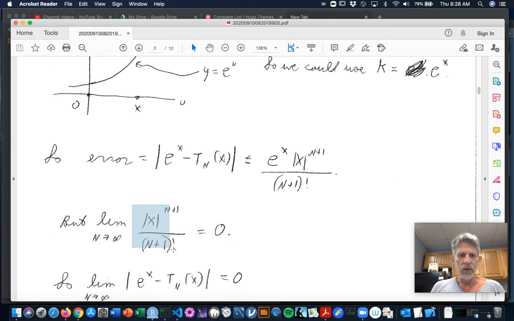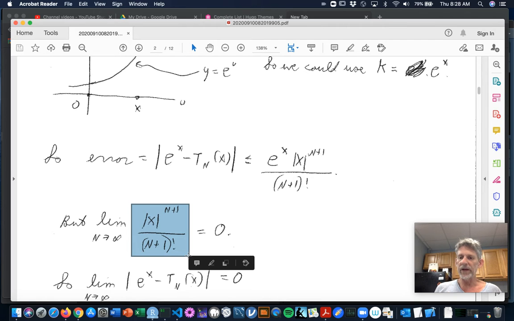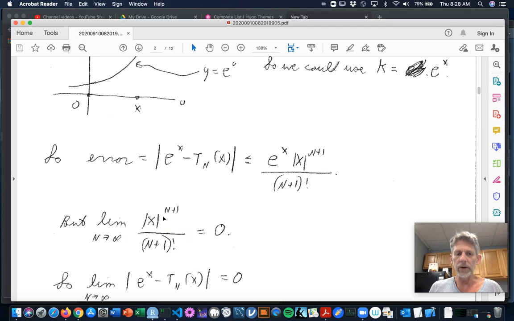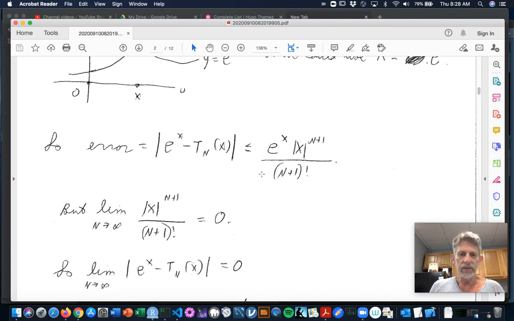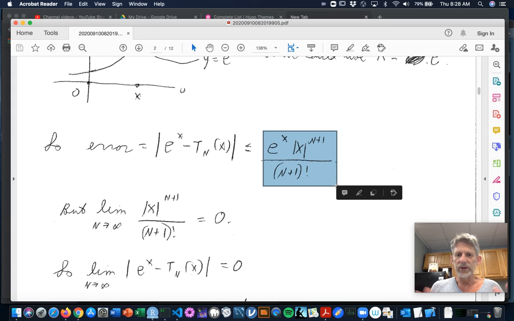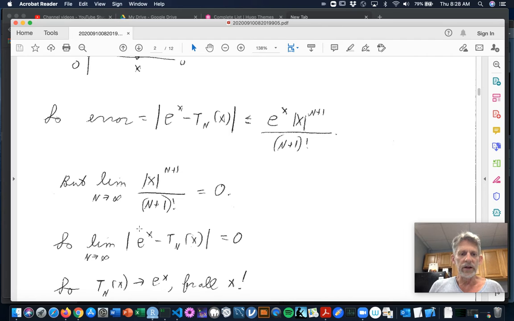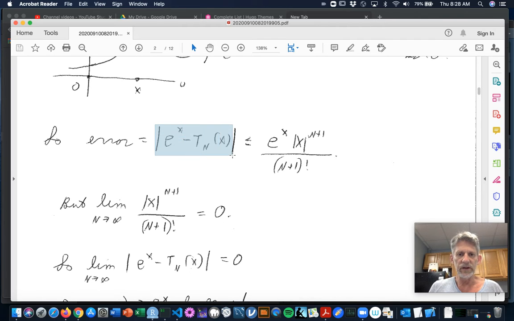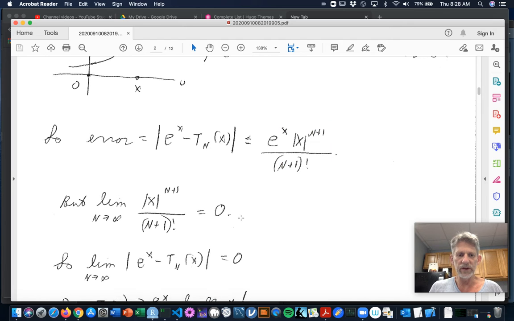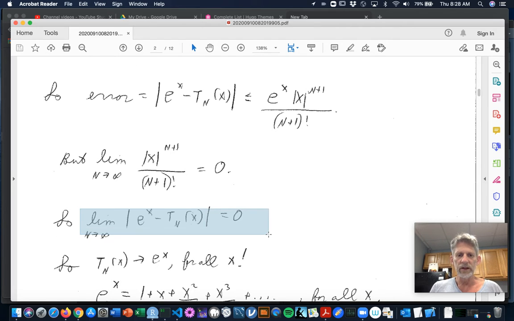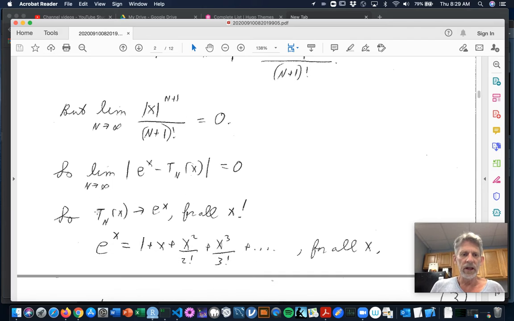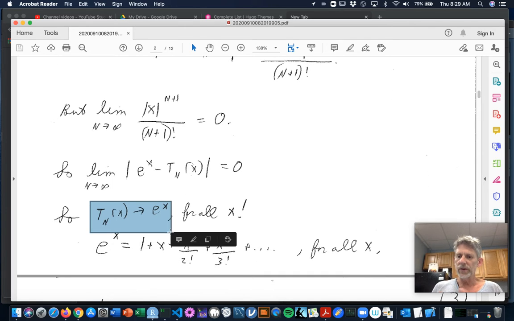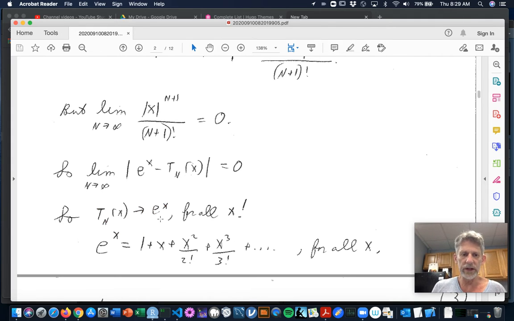Well, we have seen what that is. We know that factorials grow faster than exponents. We have seen that limits like that is 0. So this limit, which is just a constant times that, would also be 0. And so since this sequence is bounded above by that sequence, it has to go to 0 too. The limit in the size of the error is 0. So those partial sums, those Taylor polynomials, really do have to converge to e to the x, and they've got to do it for all x.